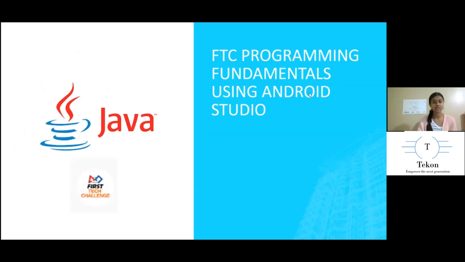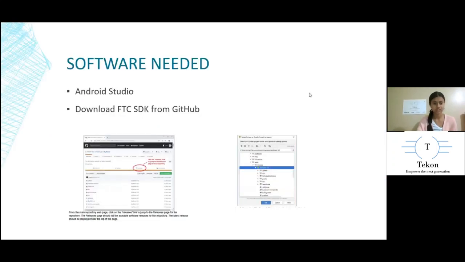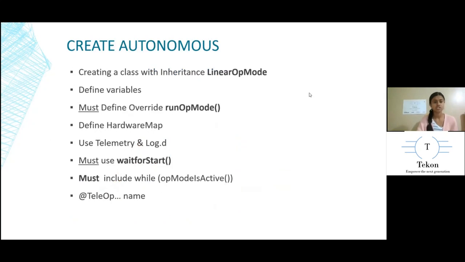FTC programming fundamentals using Android Studio. First, the software you need is Android Studio, and you can download the FTC SDK from GitHub. To create an autonomous, you have to create a class with inheritance from LinearOpMode. Then you have to define your variables, and you must define the override runOpMode. Then you have to define your hardware map, and use telemetry and Log.d so that you know what's going on when your robot is running. You must use waitForStart and include a while opModeIsActive, and at the top you can put @Autonomous and the name that will appear on your phone when you run it.